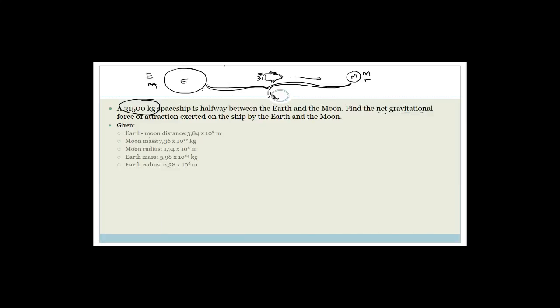Sorry, I'm just busy correcting that. That's going to be that way. So the first one we're going to work out is the force of the Earth on the spaceship. Then there's the force of the Moon on the spaceship. And again, we need to choose a direction as positive or negative. So I'm just going to choose right as positive. Okay, so let us do that now. I'm going to do a similar question to this afterwards. Okay, so we're looking at that.